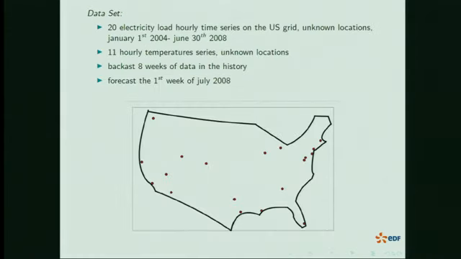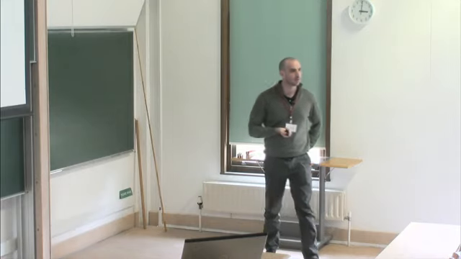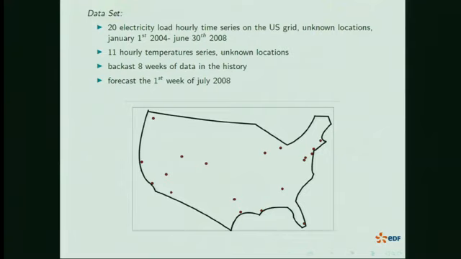The data set we were given had 20 electricity substation series recorded on the US grid, but at unknown locations in the US. And we have also 11 temperature series at also unknown locations. The objective of the competition was to forecast the next week of data, and also to backcast 8 weeks in the past. So we have to reconstruct the electricity load, just knowing the temperature.